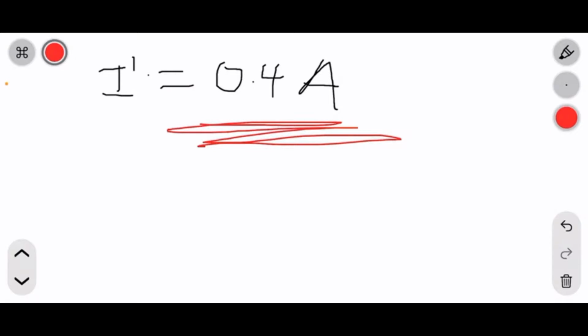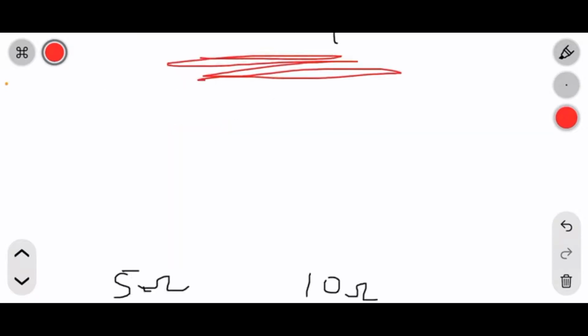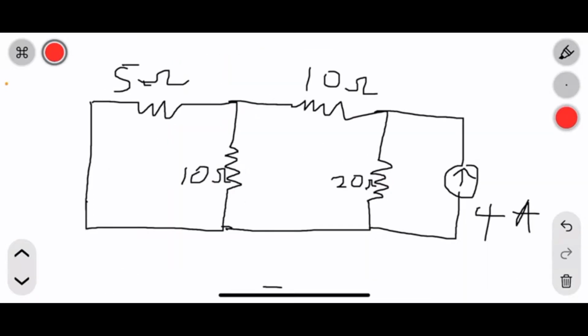So after this, what do we do next? We consider our current source acting alone. To do that, we short the voltage source. Remember, our voltage source was somewhere here. We short it to remove it from the circuit. When we do so, you will see that this 5 ohm here is in parallel with this 10 ohm, and the resultant will be in series with this 10 ohm here.